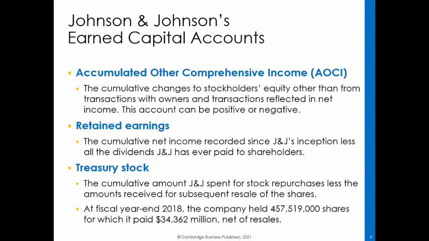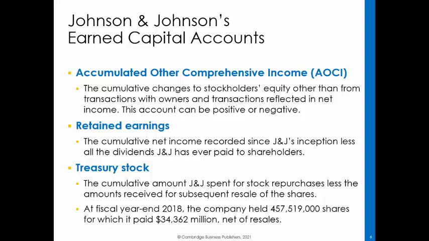Earned capital includes two accounts: retained earnings and accumulated other comprehensive income. The accumulated other comprehensive income account reflects the cumulative total of changes to stockholders' equity other than from transactions with owners and transactions reflected in net income. This account can be a positive or a negative amount. Accumulated other comprehensive income is the cumulative net unrealized or holding gains or losses related to key balance sheet accounts, primarily pension, investment securities, derivatives, and foreign currencies.